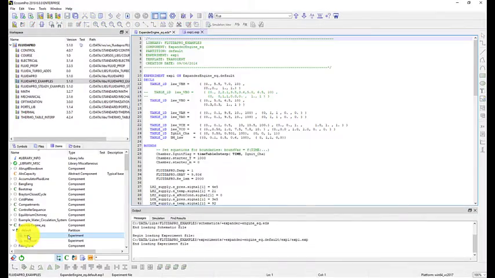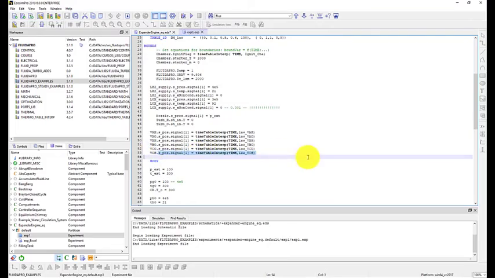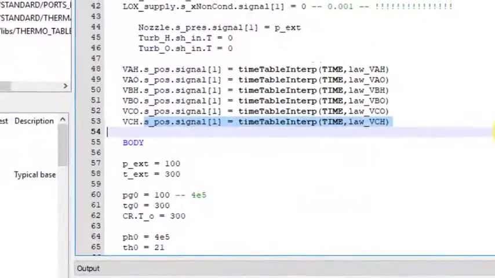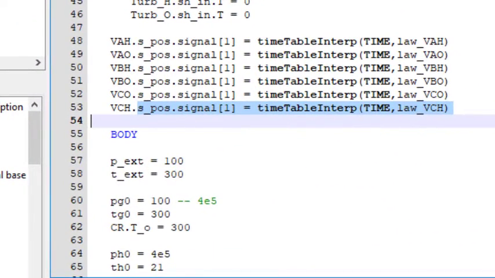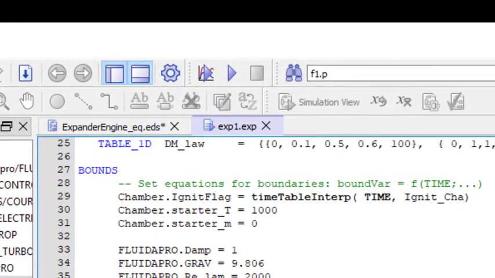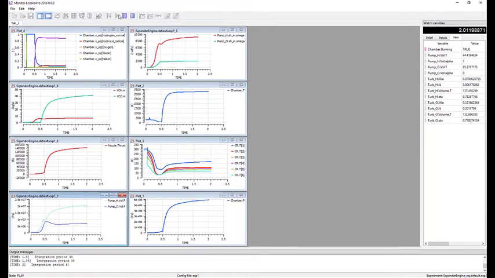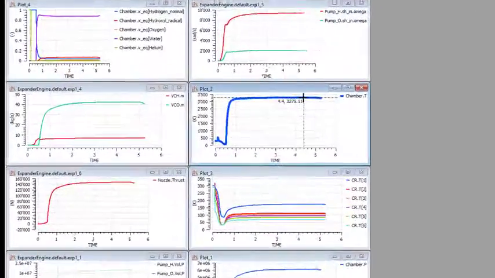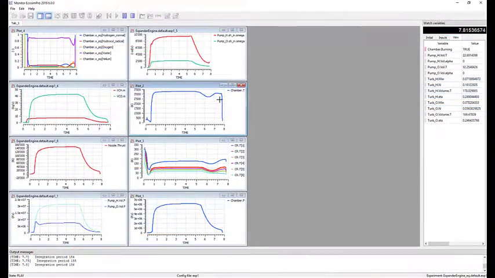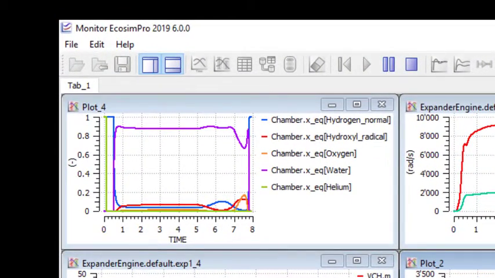We can configure the model with different input parameters and boundary laws, as indicated in the experiment. When we run it, the monitor tool will show us the evolution, as a result of model geometry and physical behavior, of thrust, mass flows, combustion conditions and chemical constituents, turbine and pump actual speeds, and power, among others.